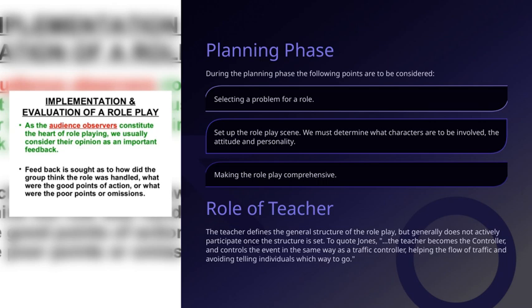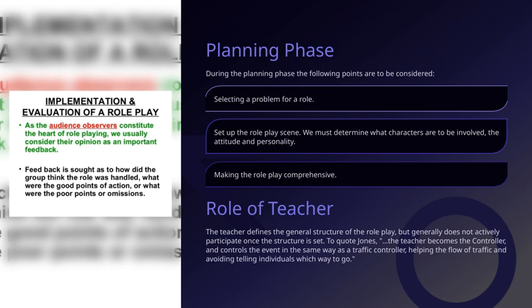That means deciding what characters are involved, what their attitudes are, and what kind of personalities they should have. The more detailed and clear we are here, the more realistic and effective the role play will be. It's also important to make the role play comprehensive. We want it to cover all relevant aspects so that participants can explore different angles and deepen their understanding.